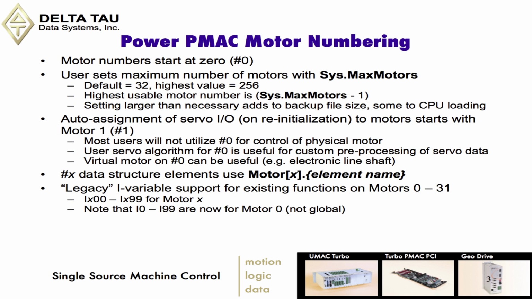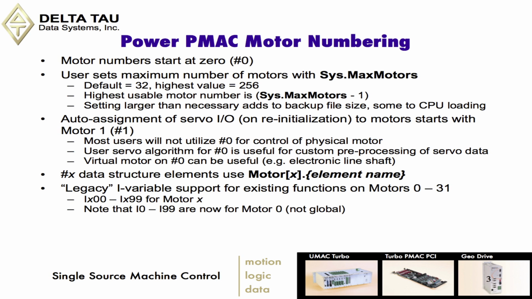Auto assignment of servo I/O to the hardware gates that we're connected to always starts with motor 1. So when you do a $$$***, Power PMAC goes out, looks and sees what all the hardware you're connected to, and automatically assigns all of the elements for motor 1 to that first channel on the first gate, and motor 2 to the second channel on the first gate, and so on and so forth. So a lot of Power PMAC setup is already done for you by the firmware by virtue of the auto assignment of servo I/O.